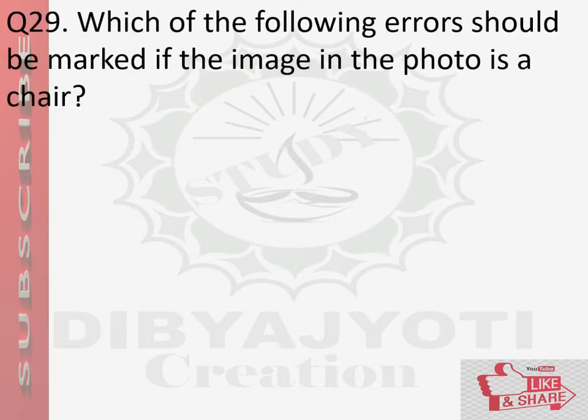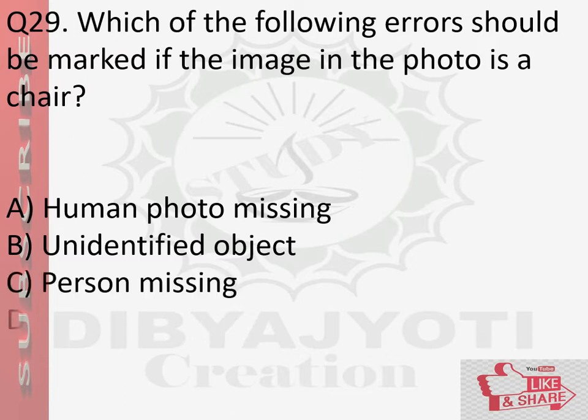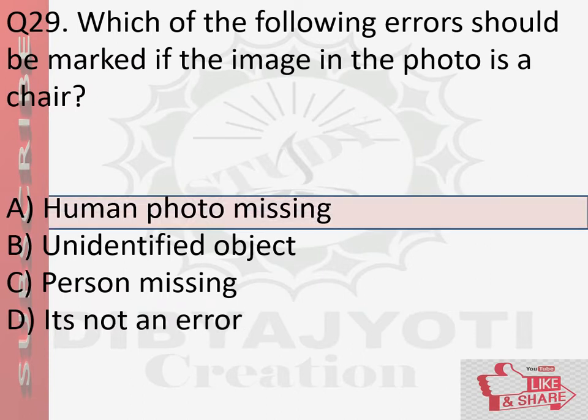Next, which of the following errors should be marked if the image in the photo is a chair? Option A, human photo missing. Option B, unidentified object. Option C, person missing. Option D, it is not an error. And answer is option A, human photo missing.